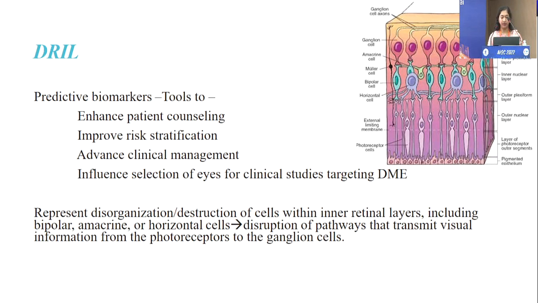So DRIL acts as a predictive biomarker, a tool to enhance patient counseling, improve risk stratification, advance clinical management, and influence selection of eyes for clinical studies targeting DME. Histologically, it represents disorganization or destruction of cells within the inner retinal layers, including bipolar, amacrine and horizontal cells, leading to disruption of pathways that transmit the visual information from photoreceptors to the ganglion cells.